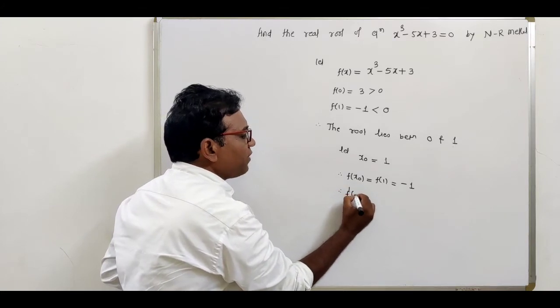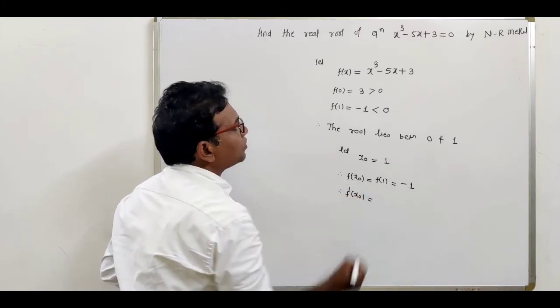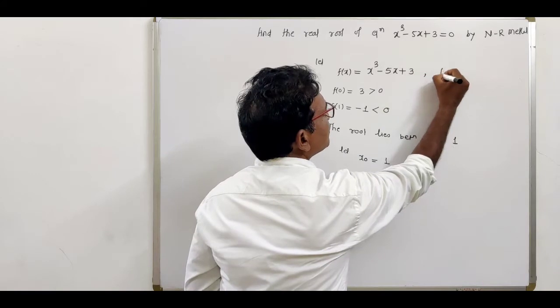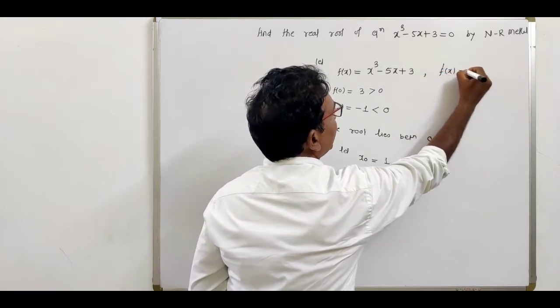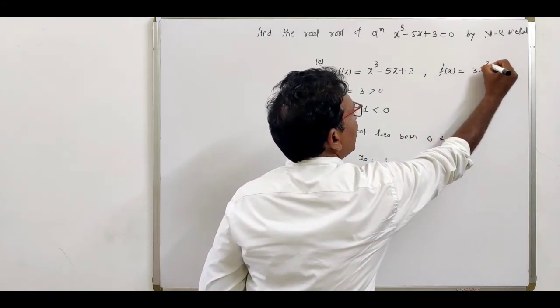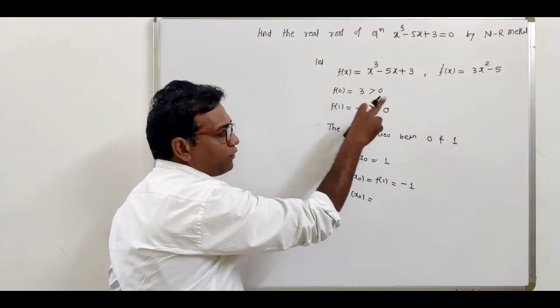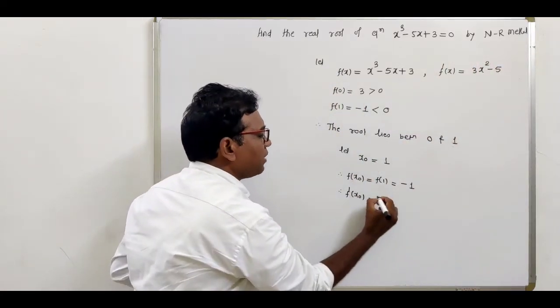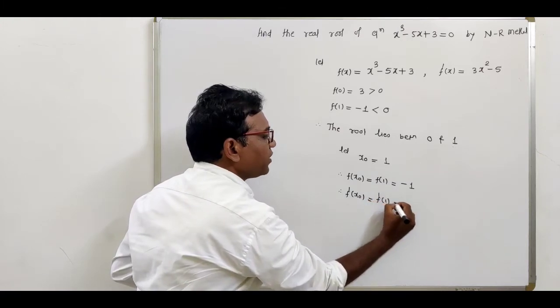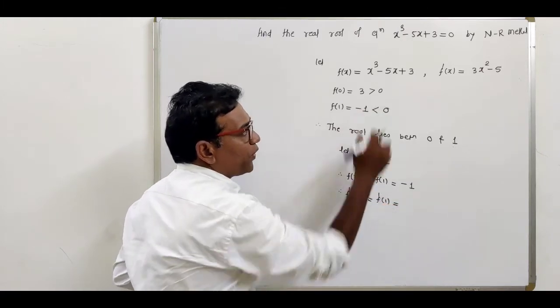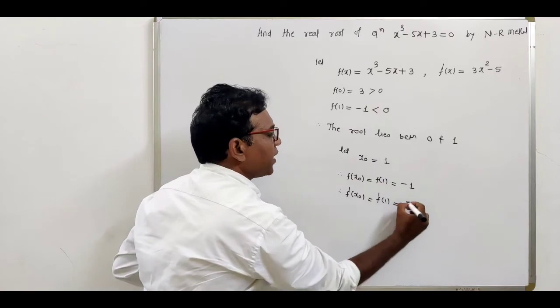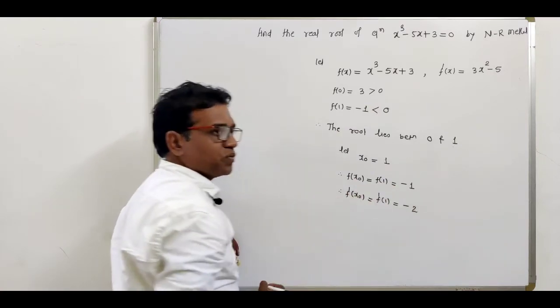Find out the functional value f dash x0. So what is the derivative? f dash x is 3x square minus 5. From f dash x, find out f dash x0, so find out f dash 1. Put x equal to 1: 3 minus 5, this is minus 2.